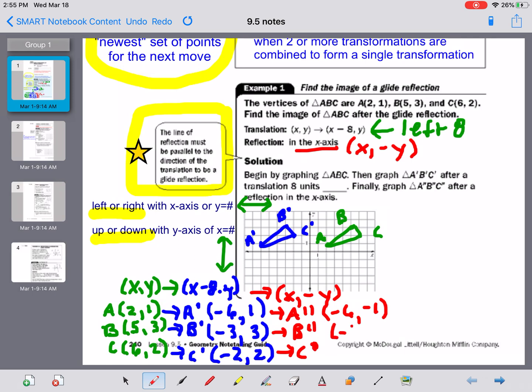B used to be -3 for my x, that stays the same. The y used to be 3, I go opposite that, so I go -3. And my C, my x stays the same at -2, my y goes opposite, it was 2, so now it's -2. There are my new points for my double prime, so I'm going to go ahead and graph those.